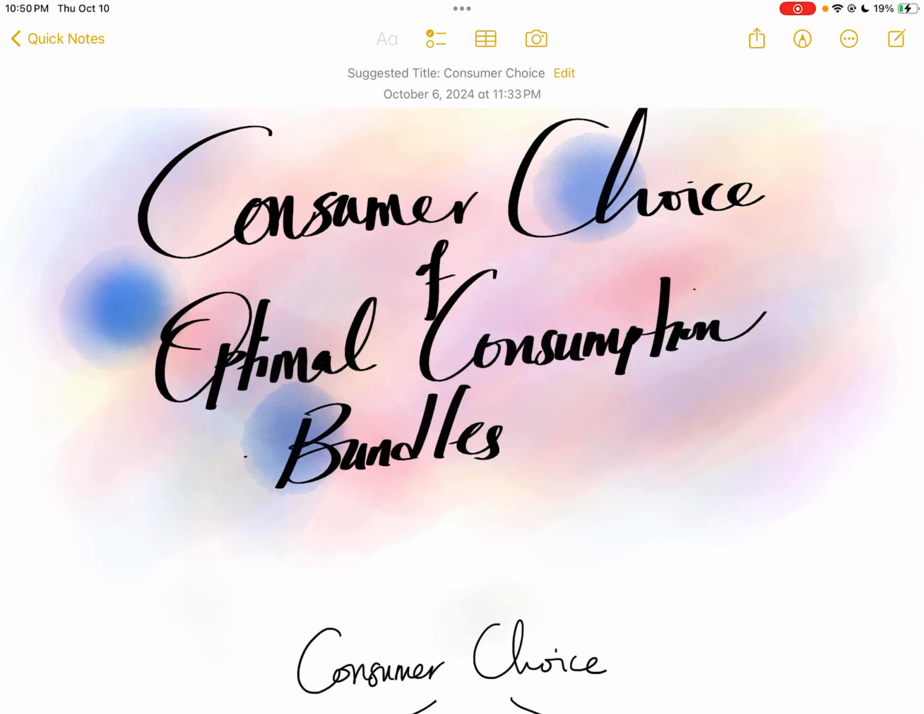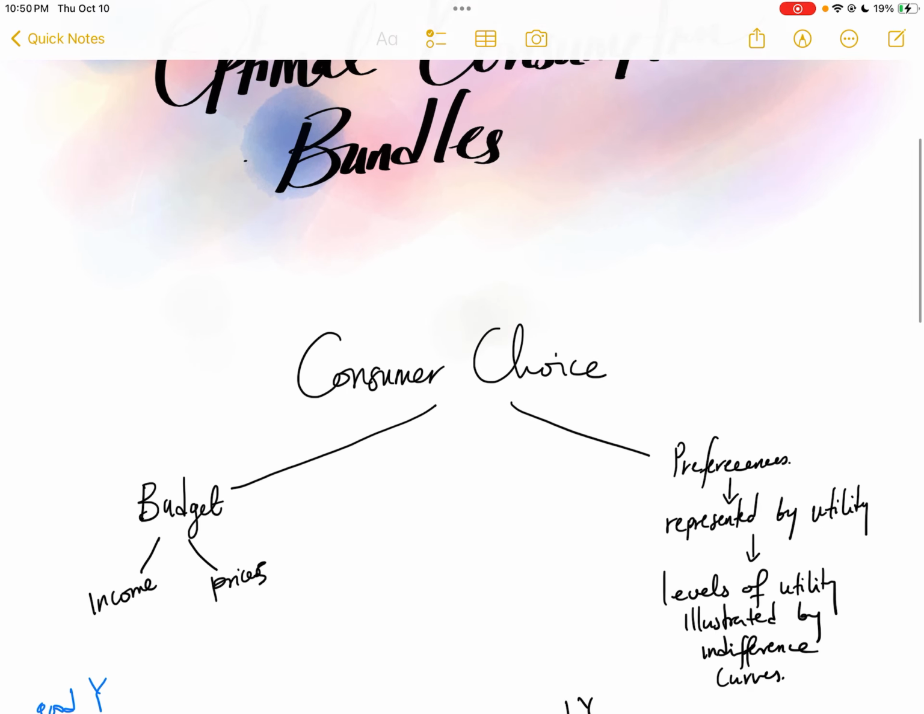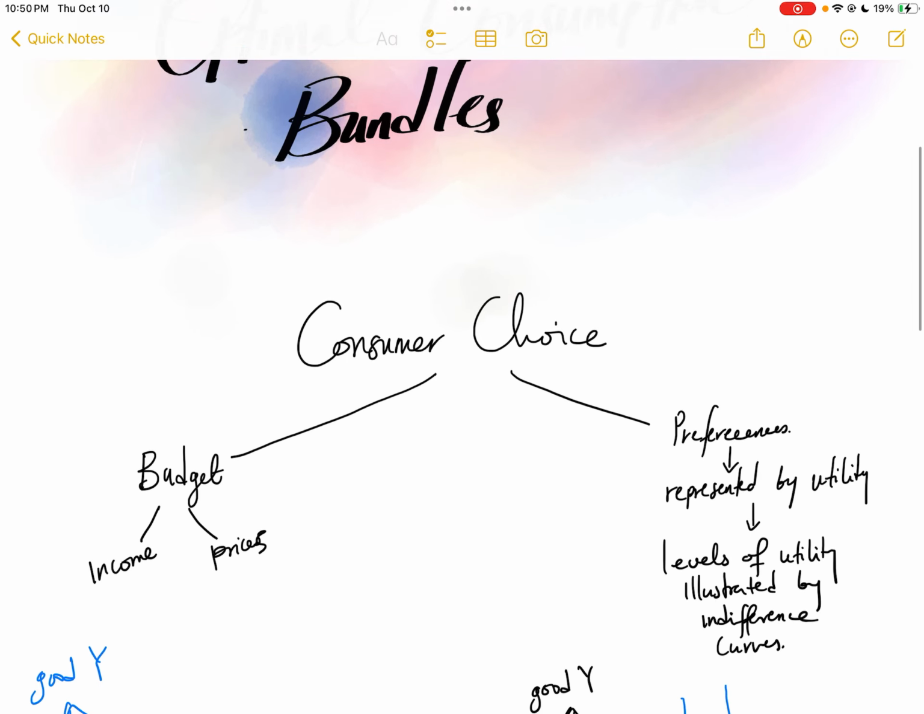Consumer choice. Consumer choice of the optimal consumption bundles. When we think of consumer choice, what is the next thing that should come to mind? Well, the idea of consumers choosing the optimal bundle, the bundle that gives them the highest level of satisfaction they can afford, right?